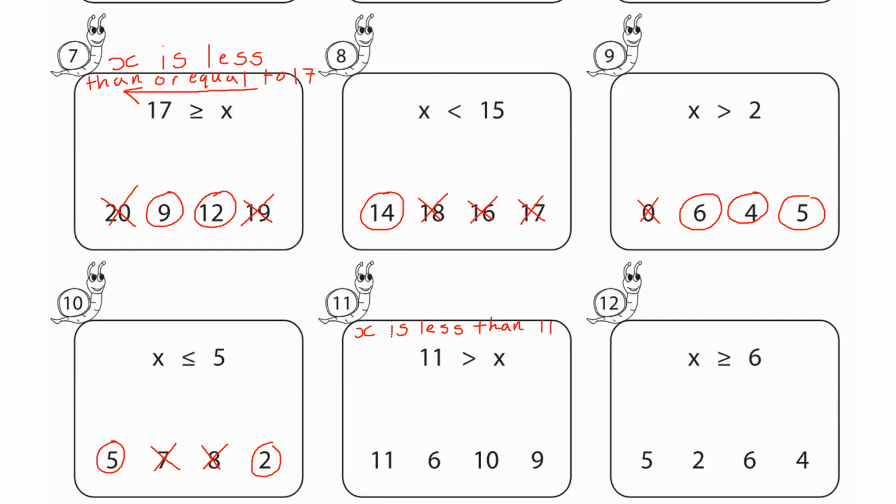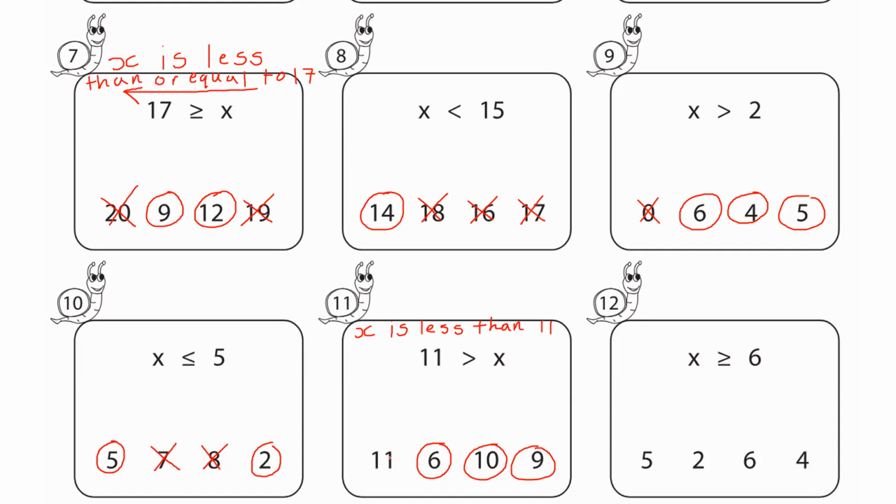So x is less than 11. That means that we have to choose the numbers that are less than 11. So 6 is less than 11, 10 is less than 11, and 9 is less than 11. What about 11? Can we choose 11? No, sir. Why not? Because 11 cannot be greater or less than itself.